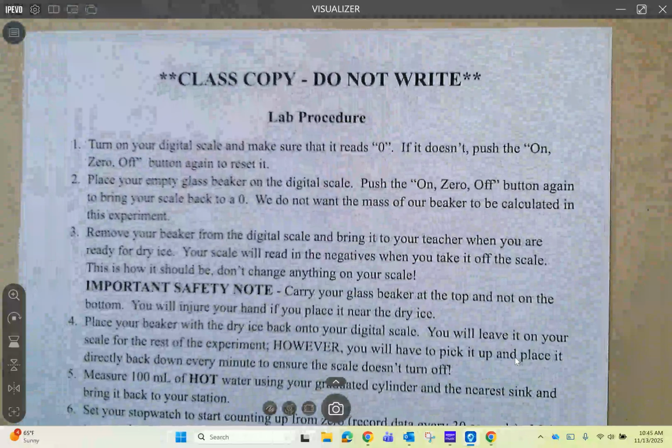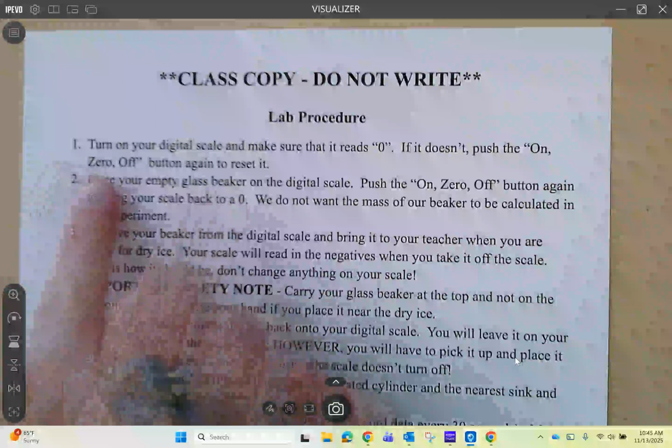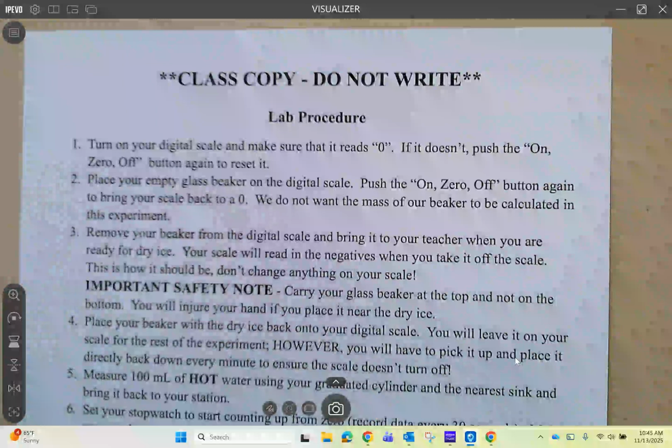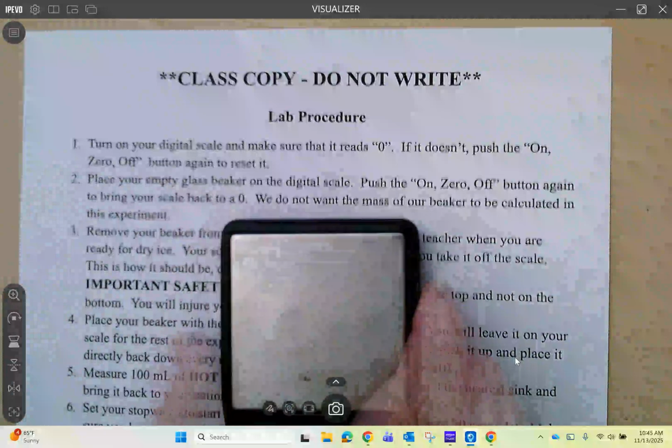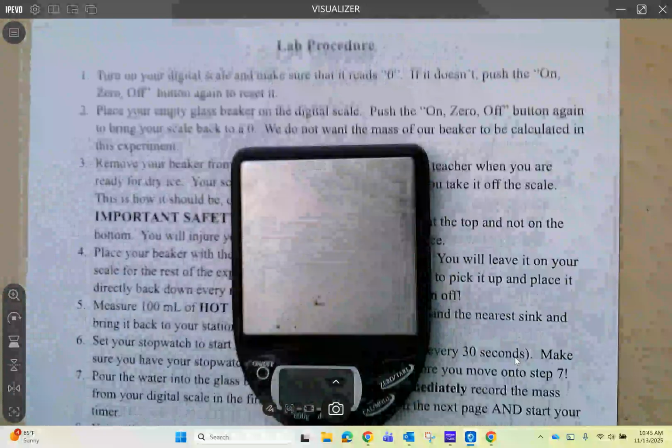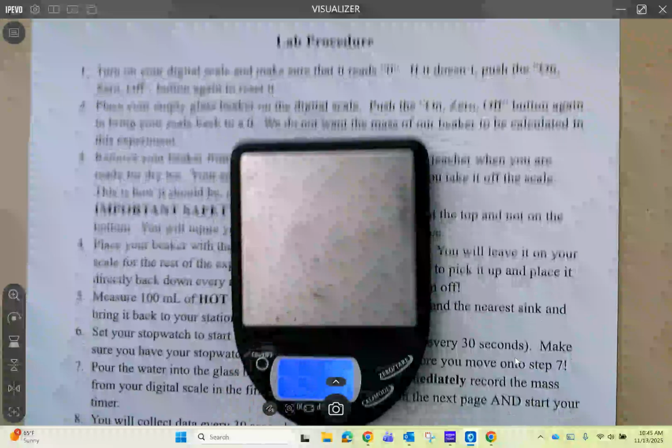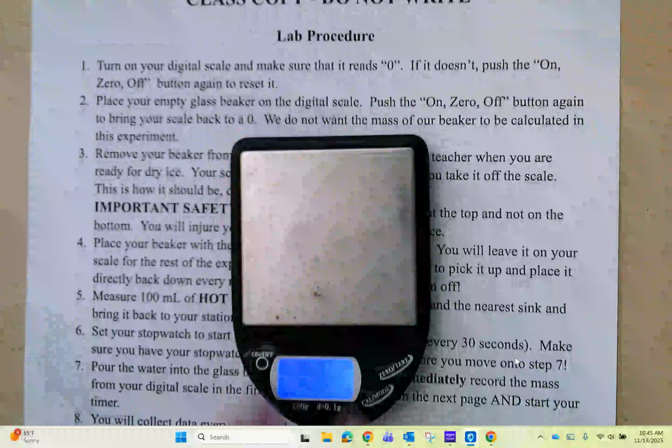Okay. So the first step in your lab procedure, you are turning on your digital scale, making sure that it reads 0. If it doesn't, push that on 0 off button again. When you have your digital scale in front of you, we will turn it on. Please make sure you are pressing on when it is down on your table and not when it's in your hand. Otherwise, it will get a funky reading.